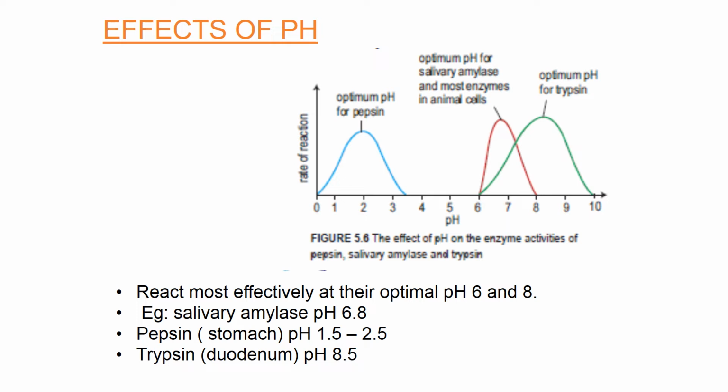But for another two enzymes that we learned, there is a special case. Pepsin is in the stomach, so it will work optimally at pH 1.5 until 2.5. This is because the hydrochloric acid inside the stomach needs the acidic condition. Meanwhile, another one is trypsin, which is found in the duodenum. So the best pH here is 8.5.